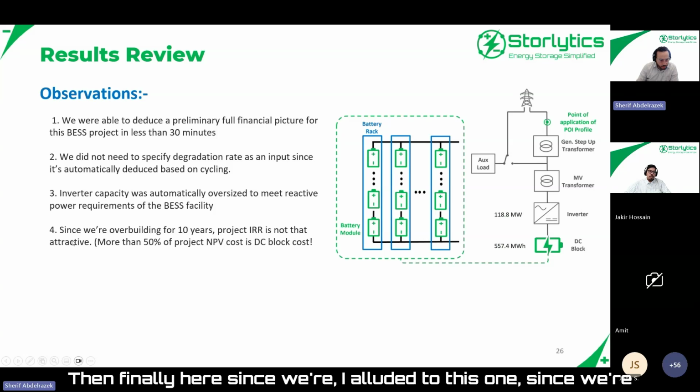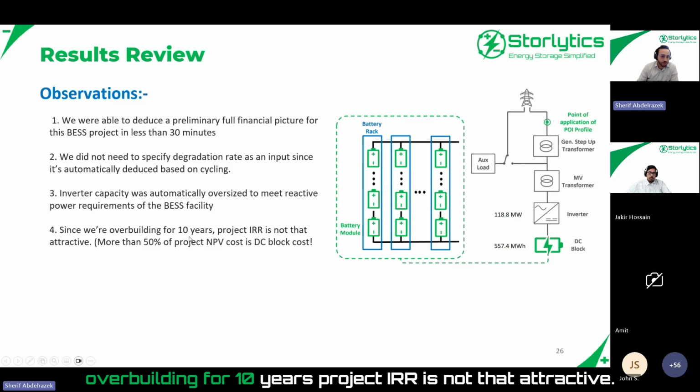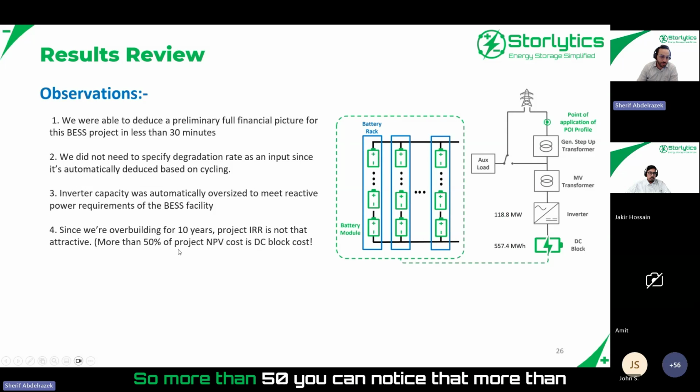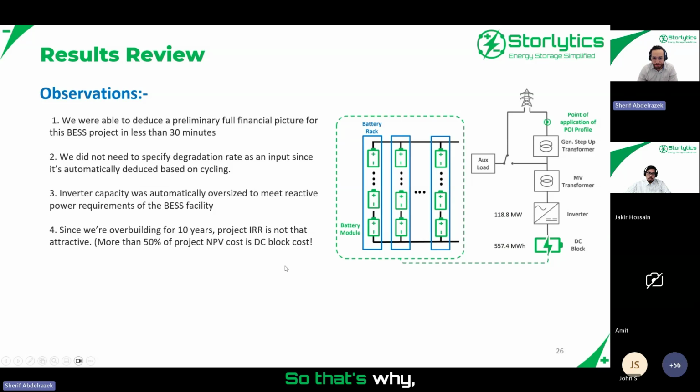All right, then finally here, since I alluded to this one, since we're overbuilding for 10 years, Project IRR is not that attractive. You can notice that more than 50% of project net present value is for the DC block. So that's why.